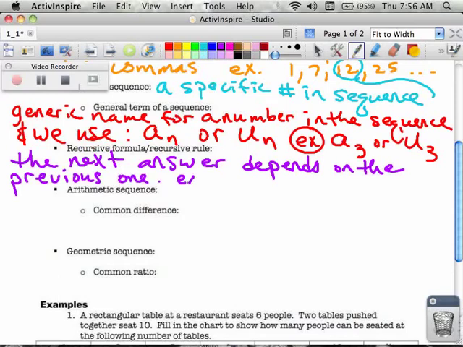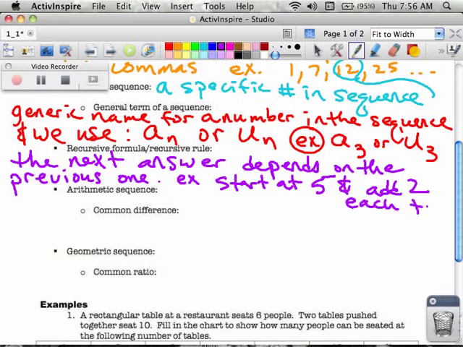Example. Start at 5 and add 2 each time. In that example, my first number would be 5 in my sequence. The next number would be 7, then 9, then 11, so on and so forth. That's called a recursive situation. And we're going to talk about how to do that.